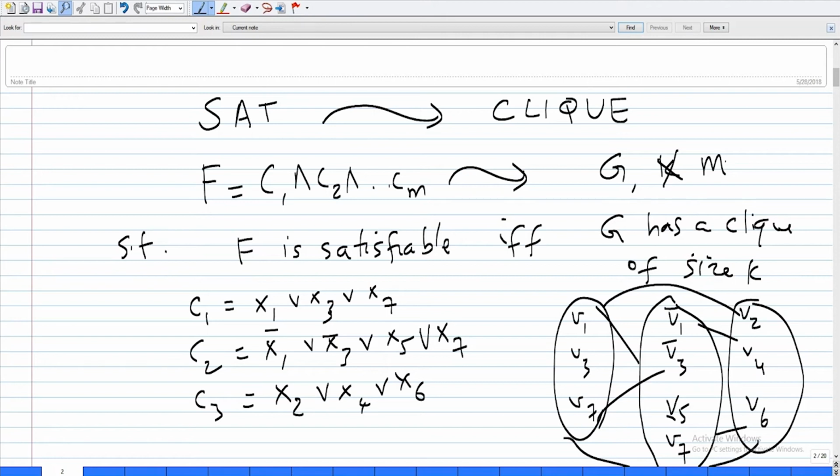So given a formula, what is my graph? I have these partitions, a set of variables for each clause. Draw all edges, no edges within each set. Draw all edges between them except when you have an xi in one set and xi bar in another set, don't draw an edge between them. That's my graph.